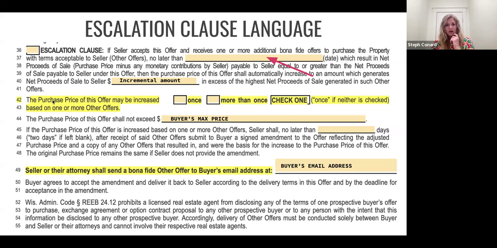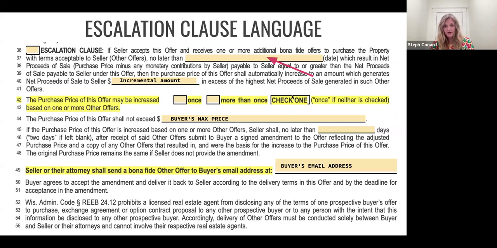I'm going to continue on. The purchase price of this offer may be increased once or more than once. It would be in your buyer's best interest to hit more than once. And this is allowing for that incremental amount to be bumped multiple times until it reaches this max price.